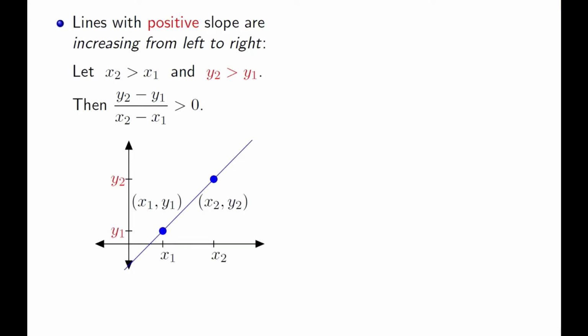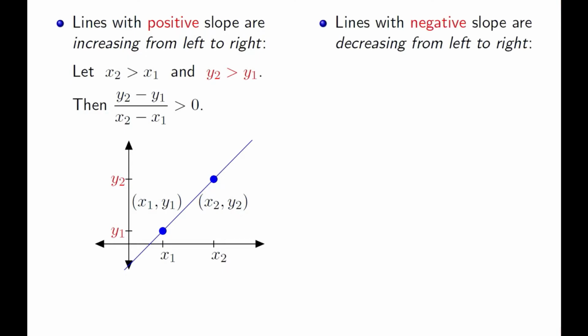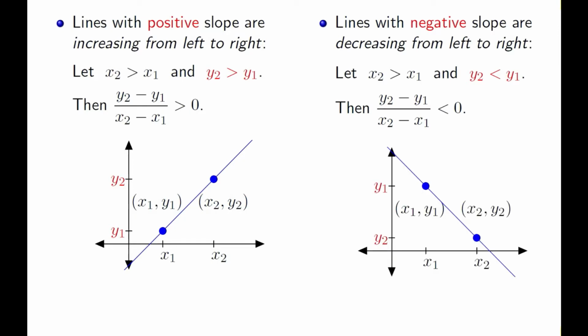On the other hand, lines with negative slope are decreasing from left to right. Here, we also let x2 greater than x1, but this time, y2 less than y1. Then using again the slope formula, we have this less than 0, or negative. So this is what a negative sloping line looks like in the Cartesian plane.